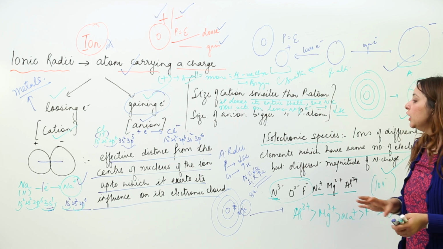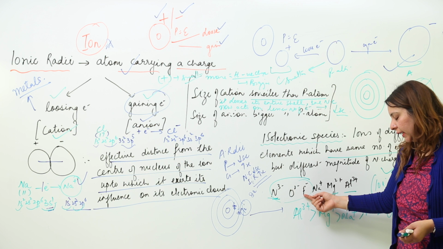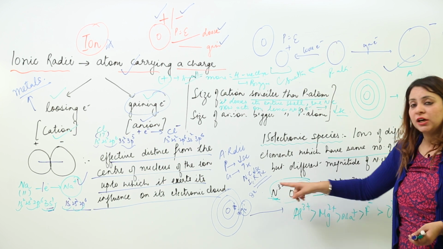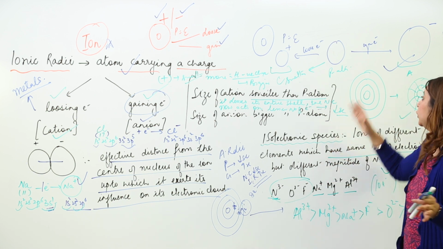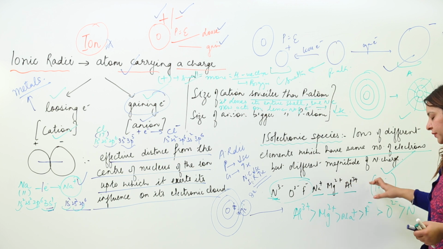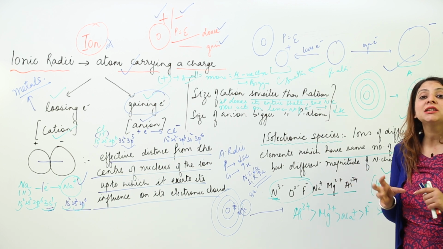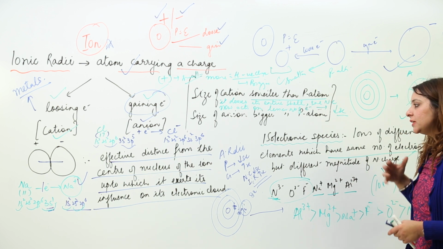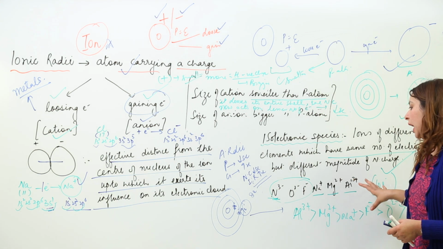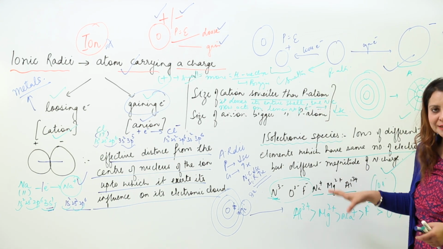So I think it's clear. The more the negative charge, like N3 negative, O2 negative, F negative, N3 negative was quite bigger. So the more the negative charge, it is quite big because we know that anions are always bigger, right? And if we talk about the positive charge, then the more the positive charge, the smaller it is, right? So this is how, by taking this factor into consideration, you can arrange the isoelectronic species, as we discussed.